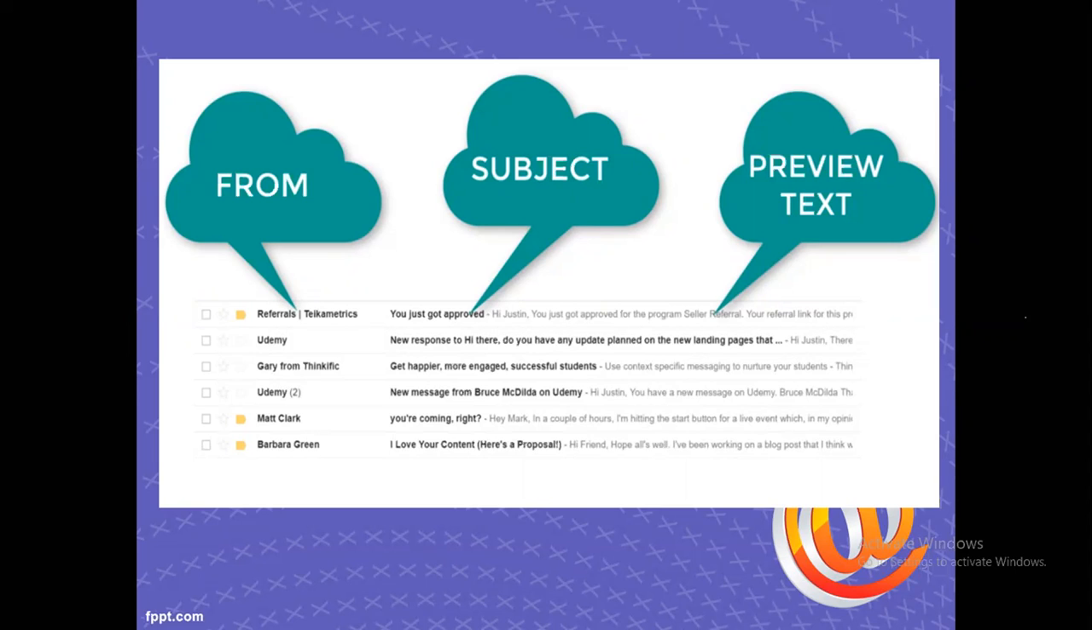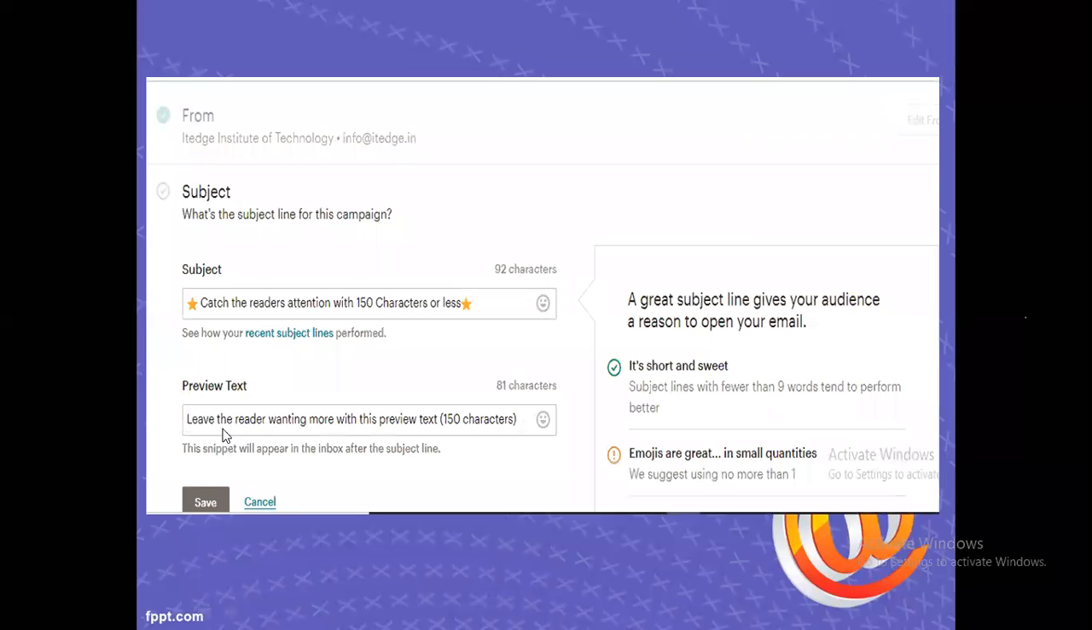The subject line should be that catchy, and there is also a preview text. Here you can see: leave the reader wanting more with this preview text. Along with a catchy subject line, it has to have a preview text that is catchy too. So I'll be creating the campaign and showing how you can write this preview text and the subject line, in respect to my objective: sending a thanks mail to attendees who attended this workshop.